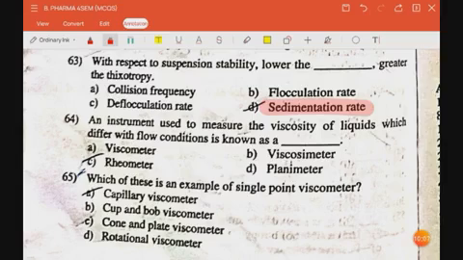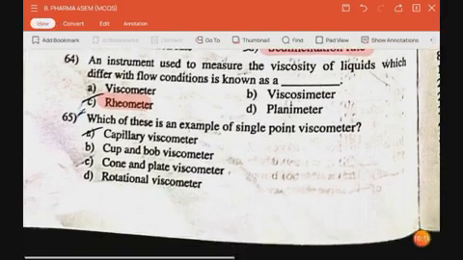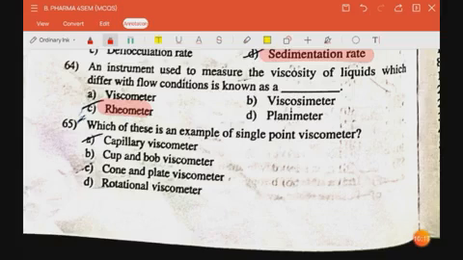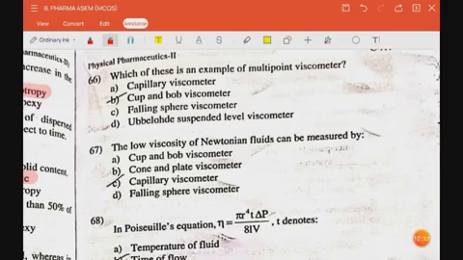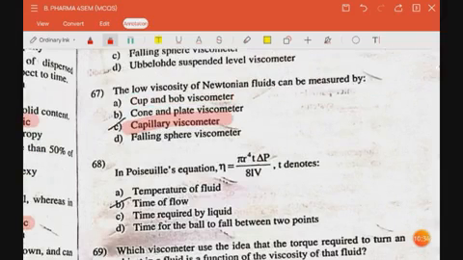The next question is, an instrument used to measure the viscosity of liquids which differ with flow conditions is known as rheometer. The next question is, which of these is an example of single point viscometer? So the answer is capillary viscometer. Which of these is an example of multi-point viscometer? So the answer is cup and bob viscometer. The next question is, the low viscosity of Newtonian fluid can be measured by.